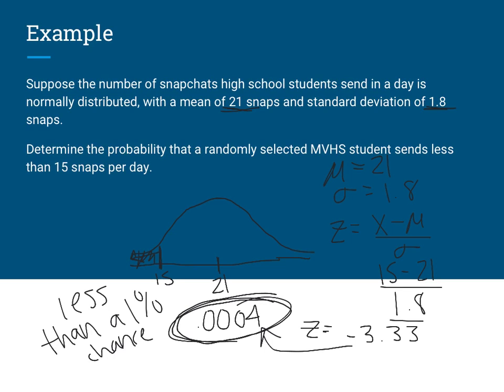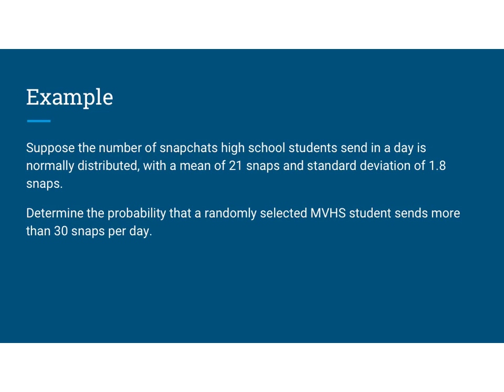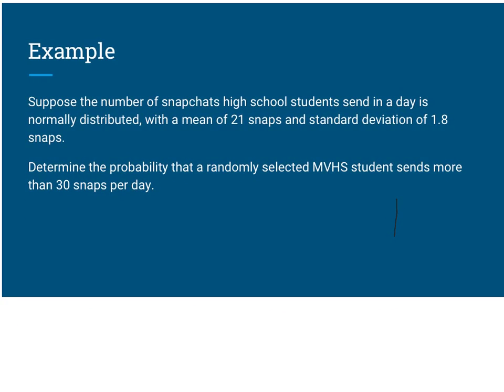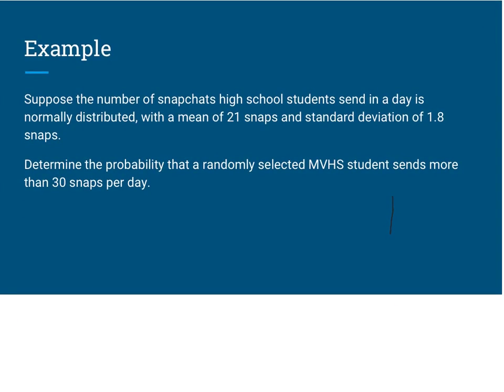Remember, when you look up in a z table, the percentage is always below. So if I ever ask if you want to go above, remember that we'll have to subtract that amount from 1. Sort of like in this example, determine the probability that a randomly selected MVHS student sends more than 30 snaps. And I'm actually going to change this real quick. I'm not going to do 30. I'm going to do sends more than 25.